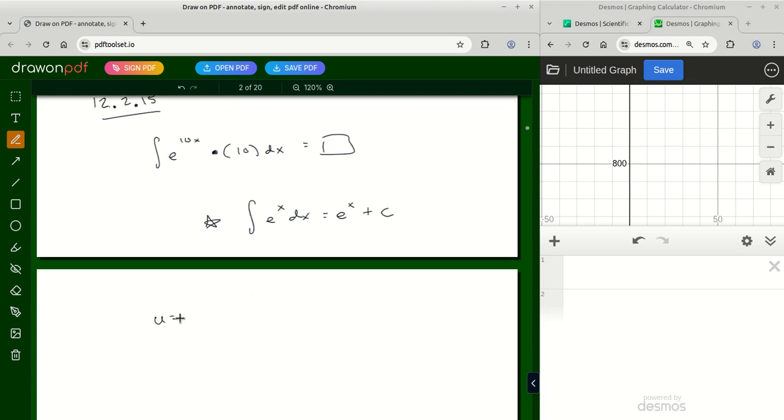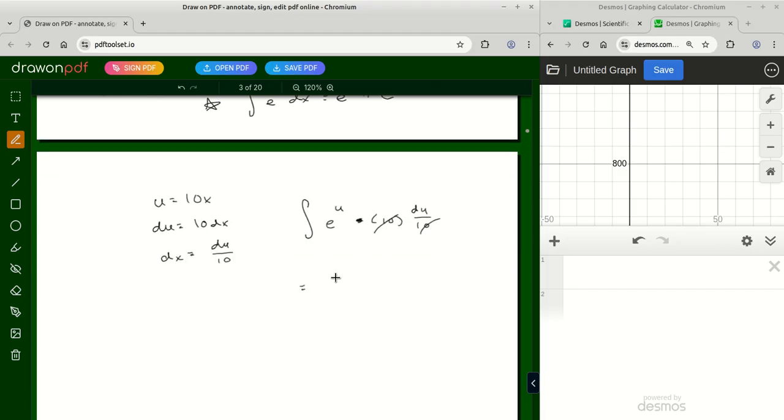So let's say that I have u is equal to 10x. du is equal to 10 dx. One step further, dx is equal to du over 10. And I'm going to plug it in. So e to the u times 10. It's very weird how they had that 10 sitting there just for no reason. I don't really know why. Oh, yeah, du over 10. See it? I cancel. So they did it on purpose so that you would get an easy integral.